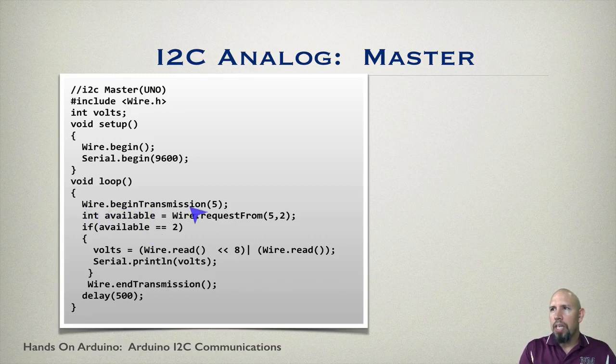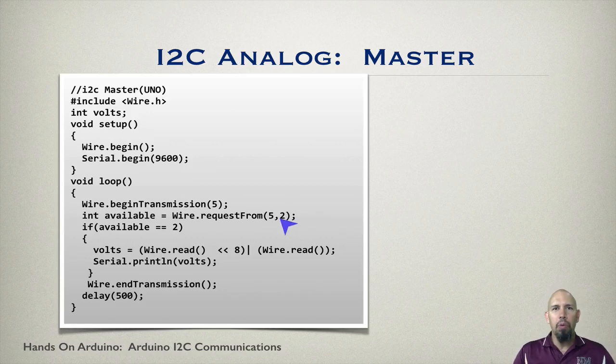We call Wire.beginTransmission and identify which device we're going to use. Again, we're going to call our slave device number 5. And then I'm going to define here the variable available. Having defined that, I am going to do a request from device number 5 of 2 bytes. What is returned from this command is the number of bytes that are actually available. So if you try this command, you might get 2 bytes, or you might get something else.